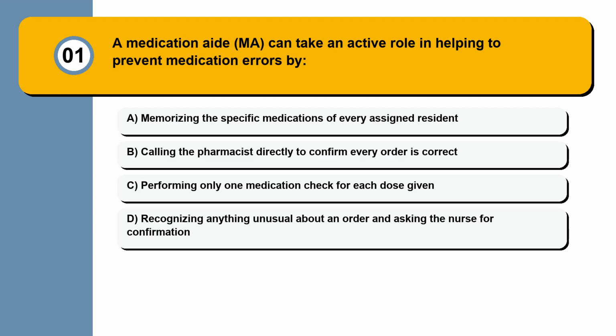Question 1. A medication aide (MA) can take an active role in helping to prevent medication errors by memorizing the specific medications of every assigned resident, calling the pharmacist directly to confirm every order is correct, performing only one medication check for each dose given, recognizing anything unusual about an order and asking the nurse for confirmation.